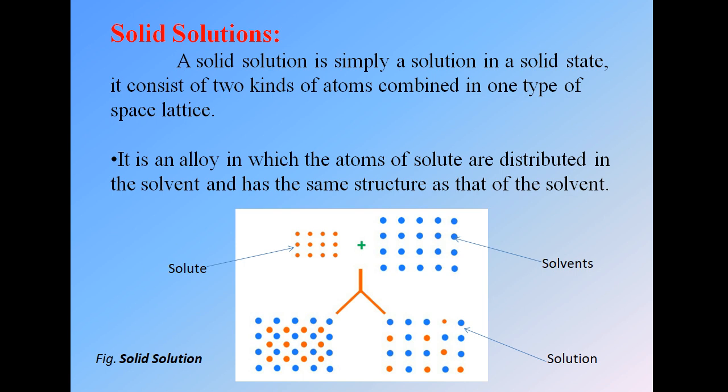On the lower side we see the solution. On the left side we form the interstitial solid solution, and on the right side we form the substitutional solid solution. So, a solid solution is an alloy in which the atoms of the solute are distributed in the solvent and it has the same structure as that of the solvent.